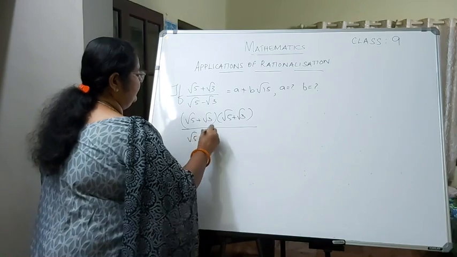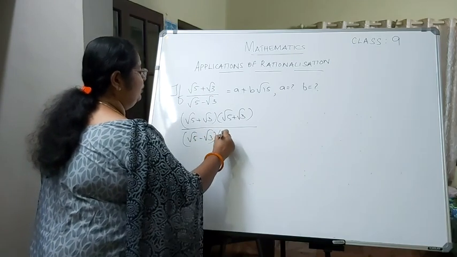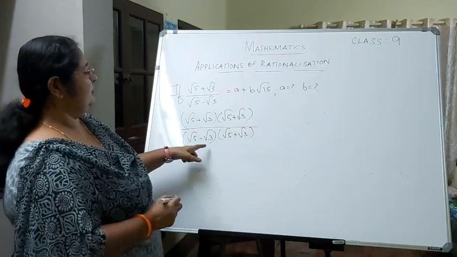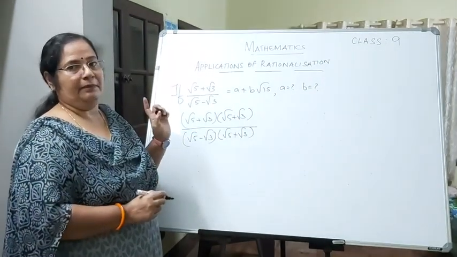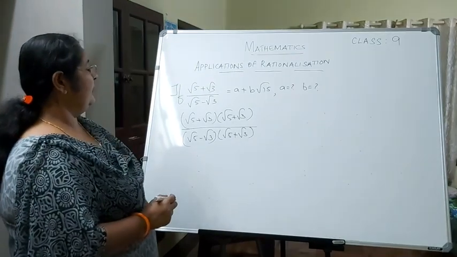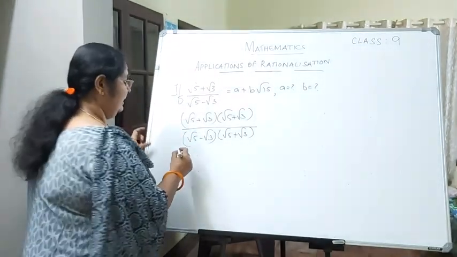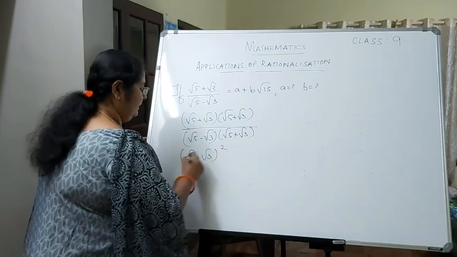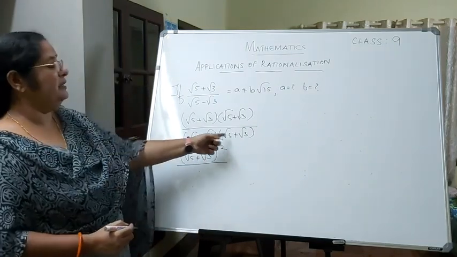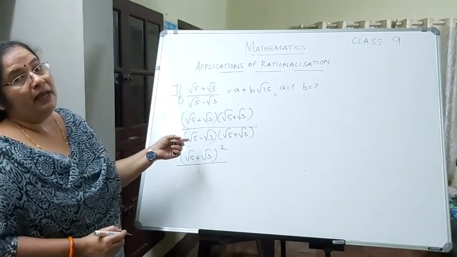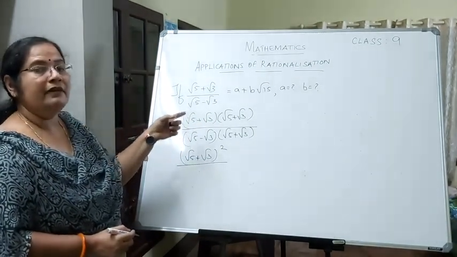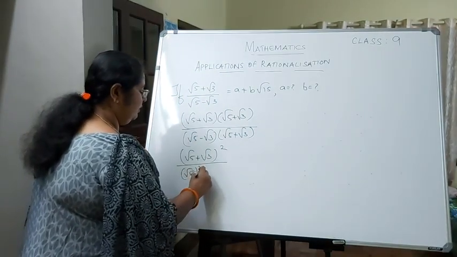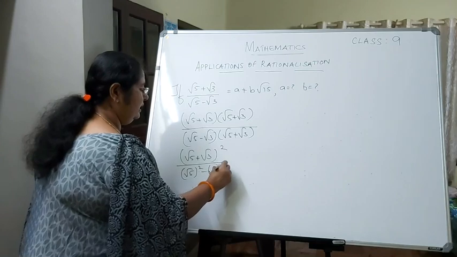What do you get? Root 5 plus root 3 into root 5 plus root 3 by root 5 minus root 3 into root 5 plus root 3. Now what is the numerator? Root 5 plus root 3 into root 5 plus root 3 means it is root 5 plus root 3 the whole square. And in the denominator, A plus B into A minus B is A square minus B square, where our A is root 5 and B is root 3. So A square minus B square will be root 5 the whole square minus root 3 the whole square.